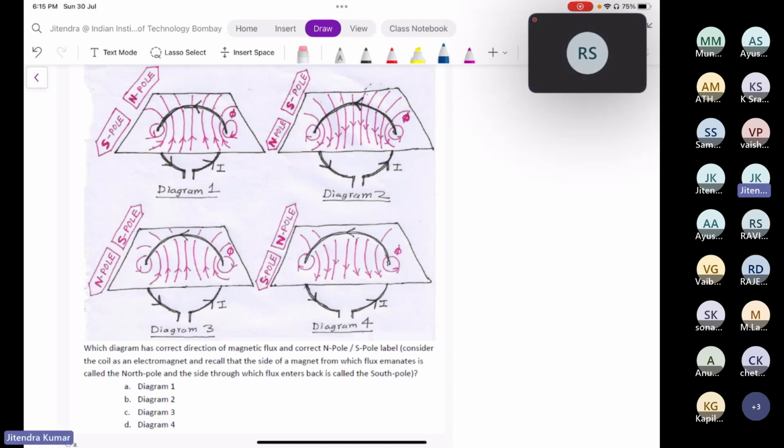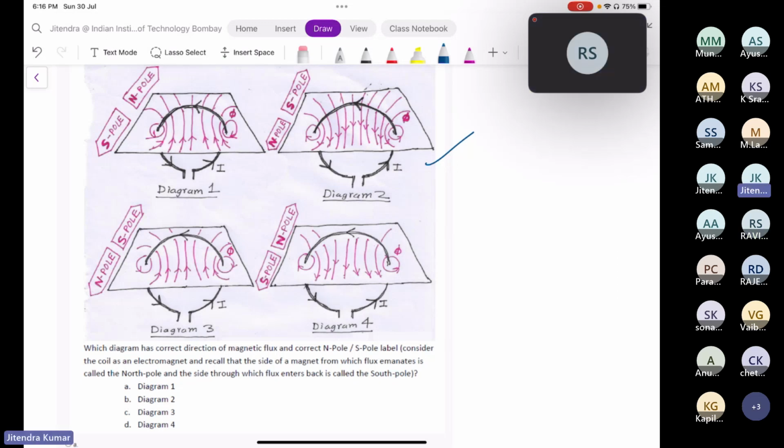Okay, so which one do you think is following that according to your statement? You told that magnetic lines should originate from the North Pole and enter the South Pole. That is correct, but which diagram is following it? The diagram number second. Okay, this one. Yes, sir.